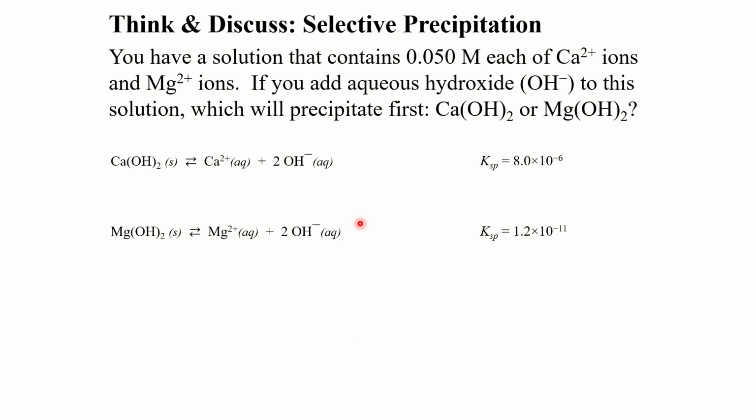Okay, here's a brief think and discuss question. You have a solution that contains 0.050 molar of calcium ions and magnesium ions. If you add aqueous hydroxide to this solution, which will precipitate first? Calcium hydroxide or magnesium hydroxide? I do want to note that you don't need to do any math on this problem. Just think about the reactions given here and see if you can come up with the correct answer. So please go ahead and pause the video, think about this one for a moment.